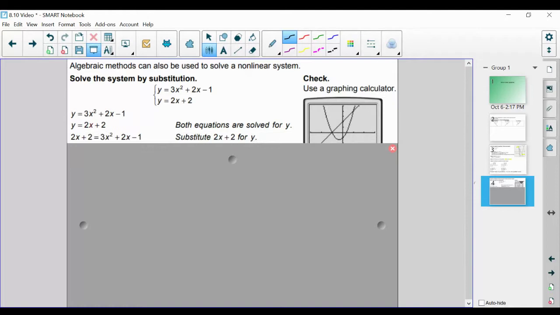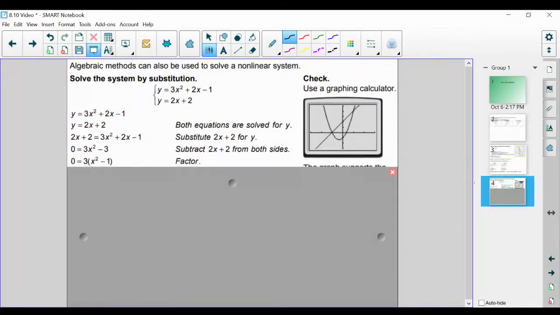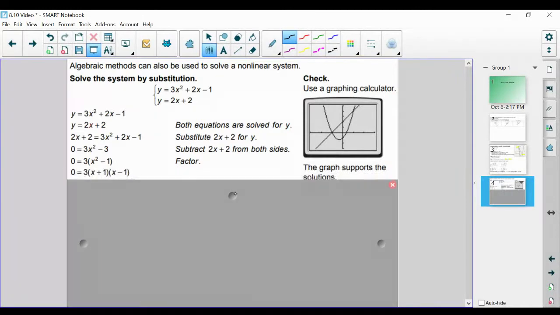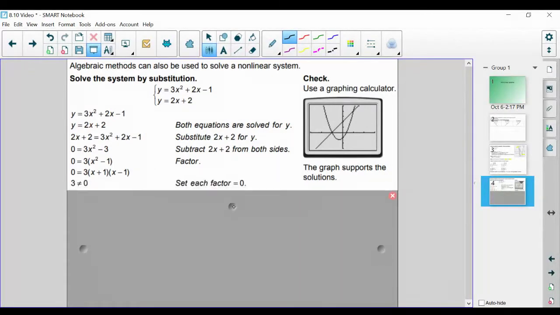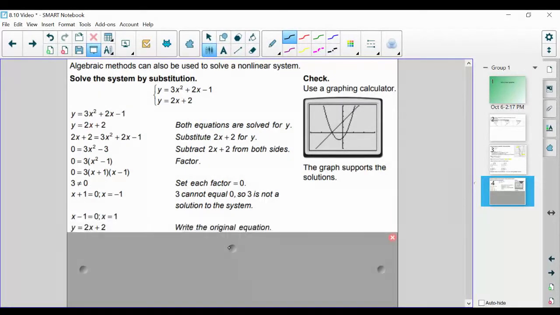So we can substitute 2x plus 2 for y. Or we could have done 3x squared plus 2x minus 1 for y. We're using the substitution method here, and now we're going to solve for x. As we go on through, we're going to find that we have 3 times (x plus 1) times (x minus 1). You also could have solved this using square roots. If you added 3 to both sides, you end up with 3 is equal to 3x squared. We divide both sides by 3. We end up with 1 is equal to x squared. So we end up with x is equal to positive 1 and x is equal to negative 1.